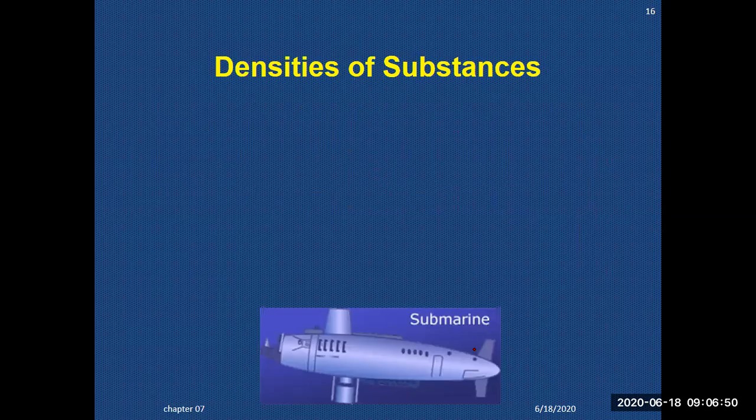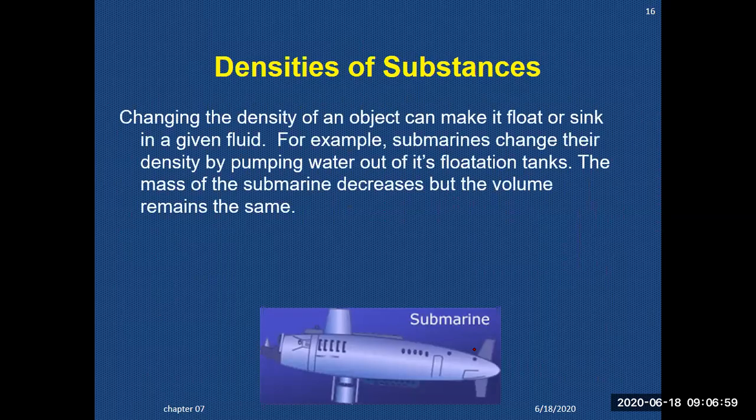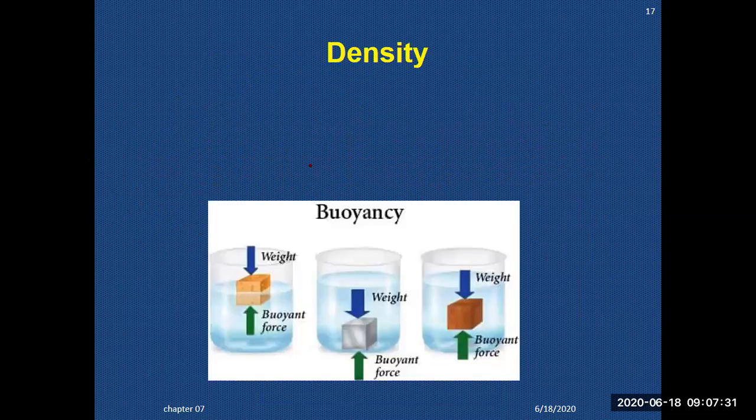So density of submarines, this is another example, by filling and by moving the water outside the flotation tanks. Changing the density of an object can make it float or sink in a given fluid. For example, submarines change their density by pumping water out of their flotation tanks. The mass of the submarine decreases, but the volume remains the same. So this is the technique used, by taking in and giving out the water. By this way, the density of the submarine is increased and decreased. Depending on the required situation, the same action is applied on the submarine.